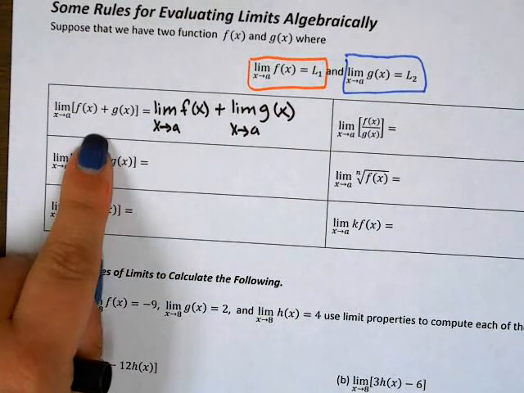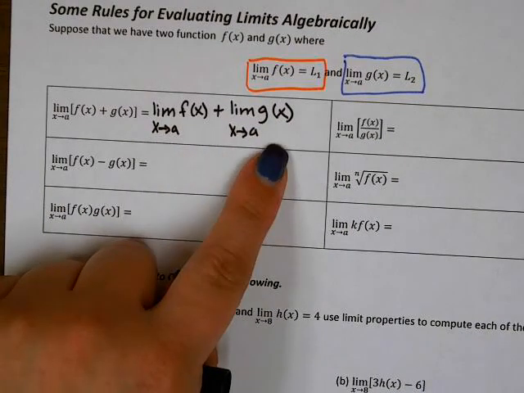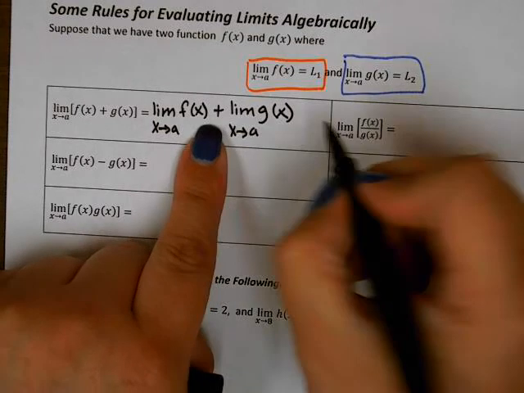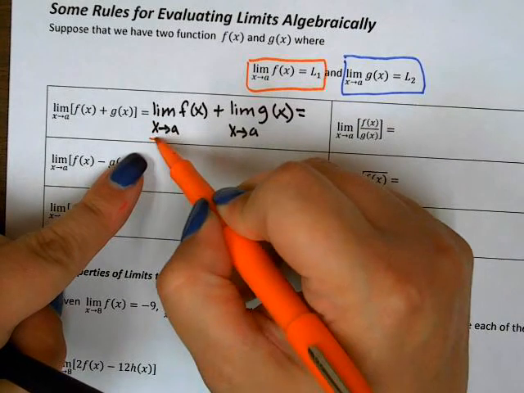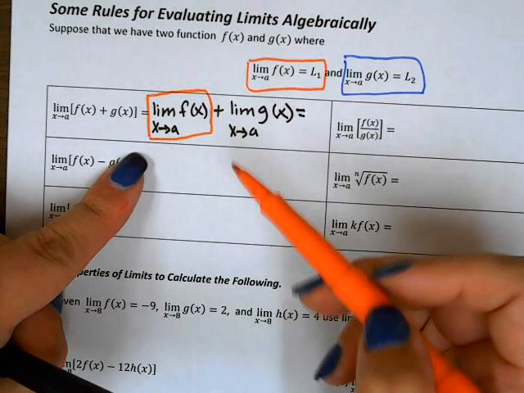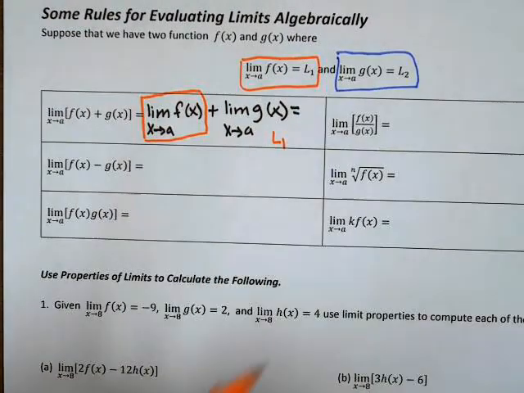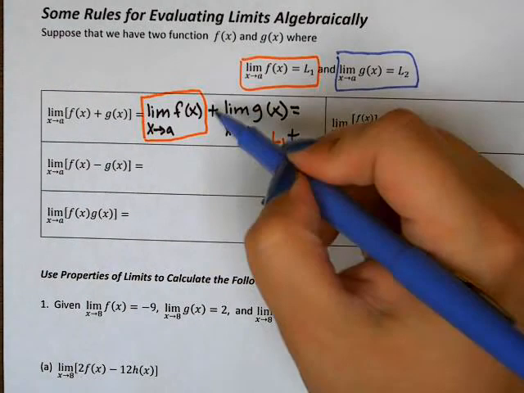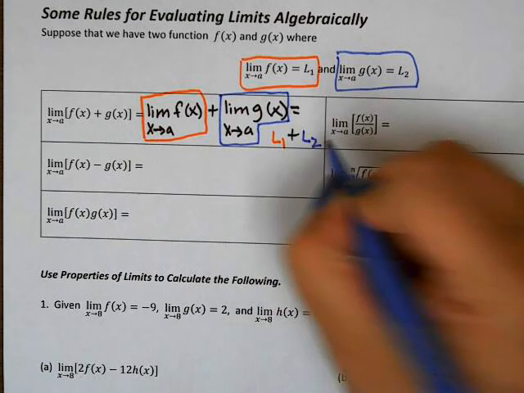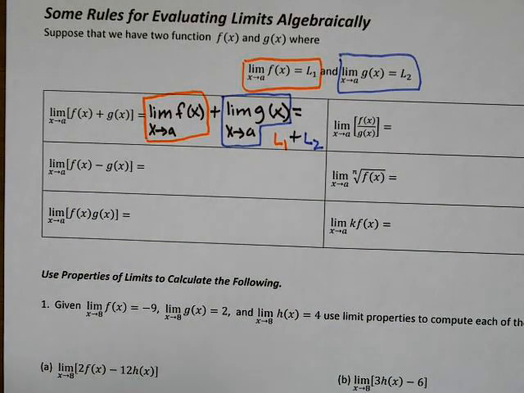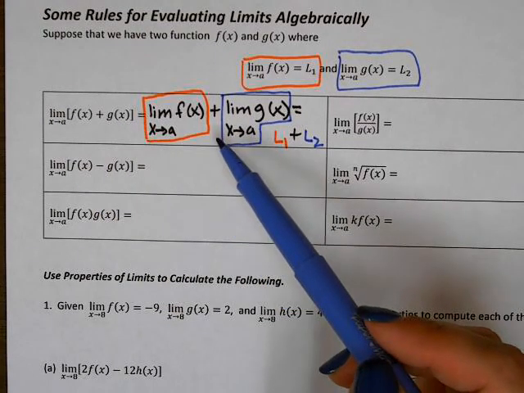So if I'm adding the two functions and taking the limit, that's the same as taking the limit of each function and adding them together, which means this whole thing then can just become the limit as x approaches a of f of x, which we know is L1, plus the limit as x approaches a of g of x, which we know is L2. So really, you guys, it's a fancy way of saying if you're adding the functions and taking the limit, you can also just take the limit and add the limits together.